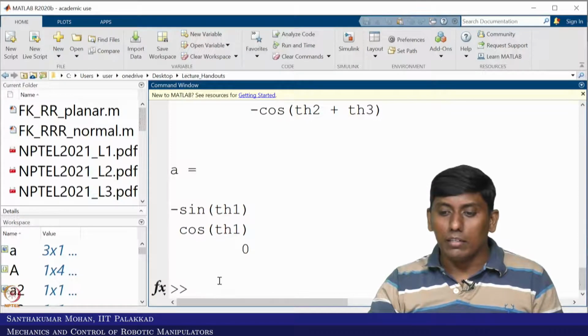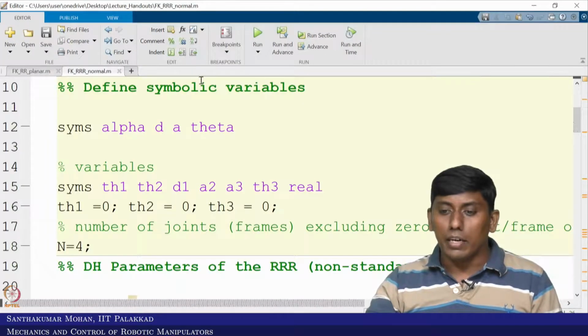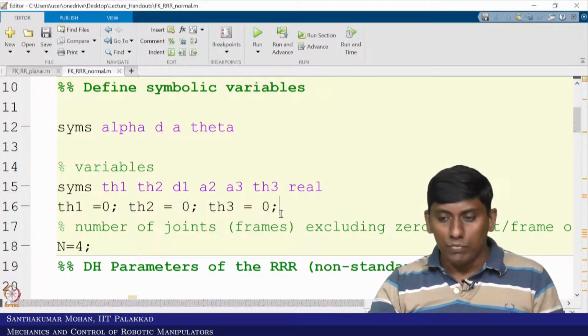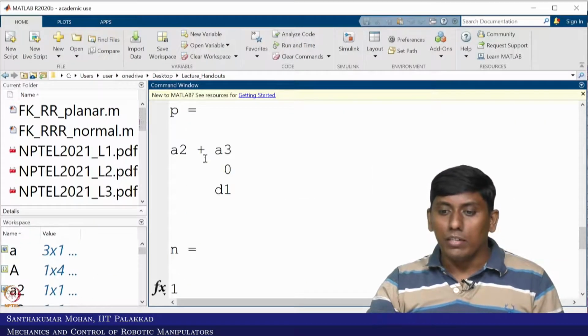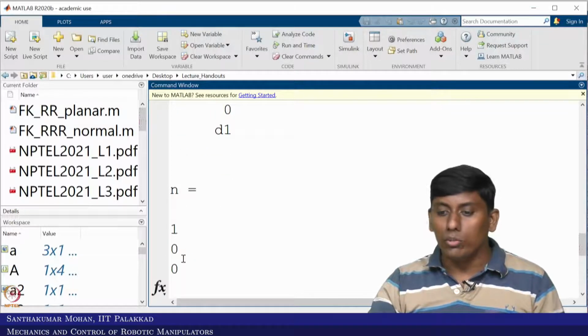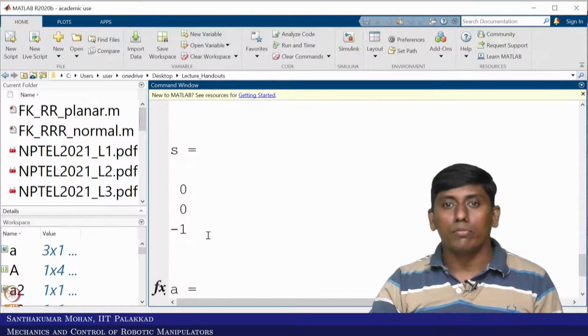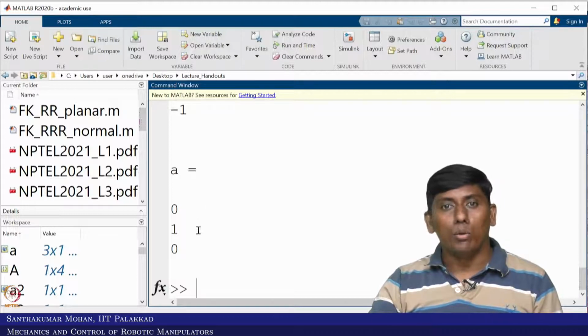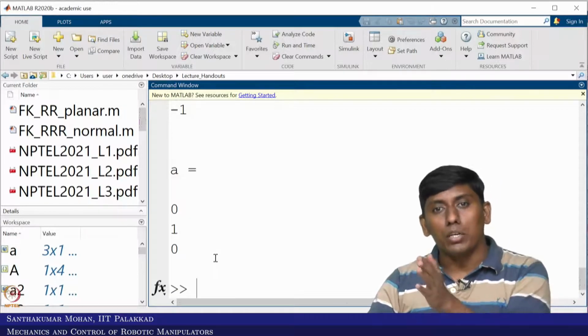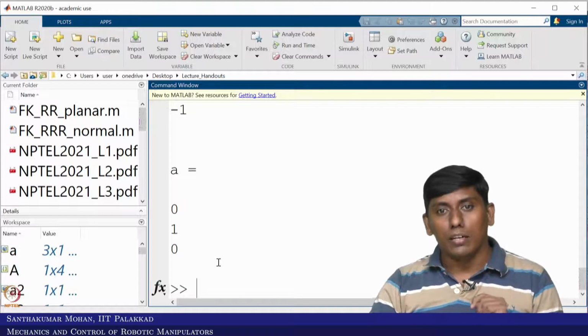So we can run that. If I run this, what can you expect? In the x axis it would be A2 plus A3, which we can check, y axis 0 and z axis D1. The normal is 1 0 0, that we have checked, sliding is 0 0 minus 1, that is also cross verified, and approach is 0 1 0, that is also cross verified. So your home position is matching with your frame arrangement, which means your DH parameters are right and the forward kinematic solution you obtained is right.